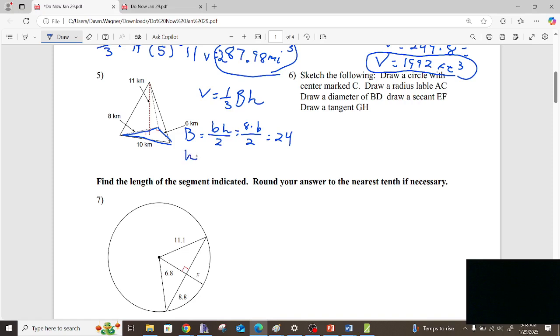I'm so sorry. Okay, so H is, what's your height? 11. So it's 1/3 times 24 times 11, which should give you a volume of what? 88 kilometers cubed. And I'm going to hand these out so you can do the open end. This one is on the test just to verify you know your vocabulary.